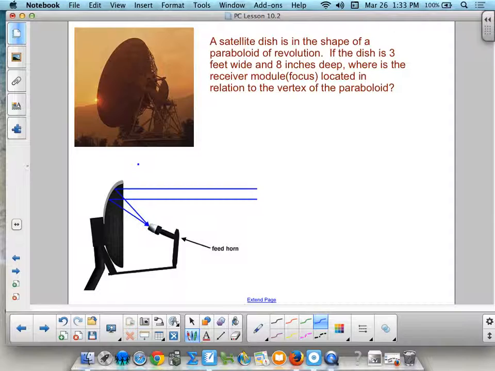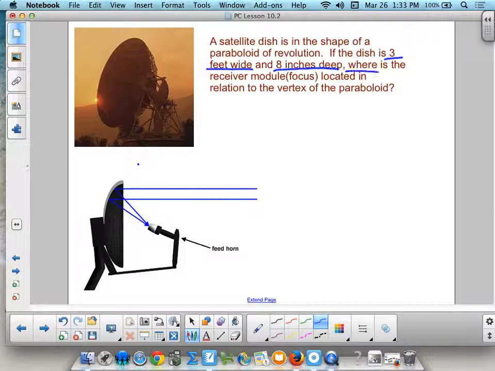So here is your first one. A satellite dish is in the shape of a paraboloid of revolution. If the dish is 3 feet wide and 8 inches deep, do you see a problem with what I just said to you? Feet and inches? You can't do that, guys. Whenever you read story problems, if they give you feet and inches, you got to convert right away. So either we go all feet or all inches. What seems easier? Inches, I think too. So 3 feet is really 36 inches.